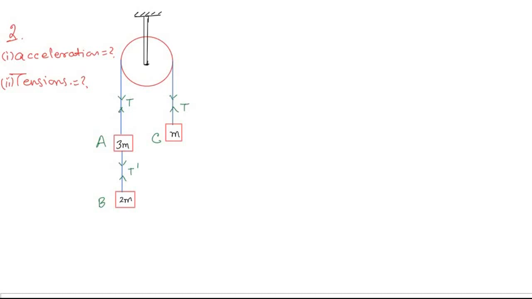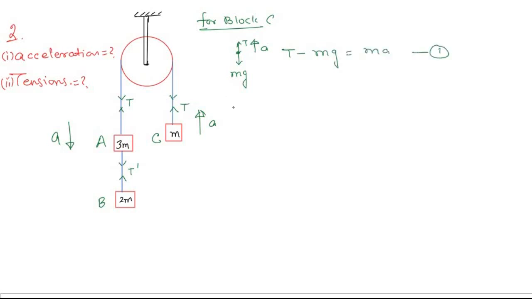From the free body diagram, this is for block C. For block C, you can see there is mg downwards and tension T, and I'm assuming that this has an acceleration a downward and this has an acceleration a upward. So it has an overall acceleration a. From here the equation of motion is T minus mg is equal to mass times acceleration. So this is your first equation.